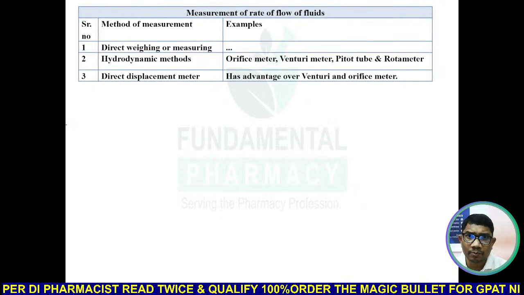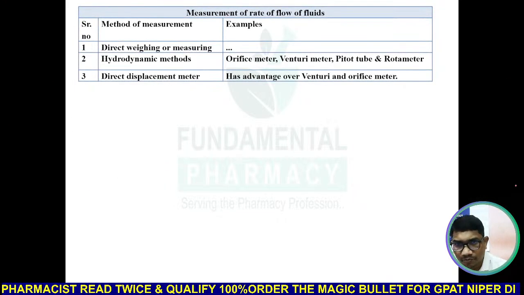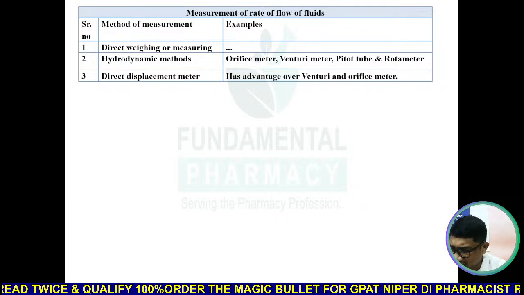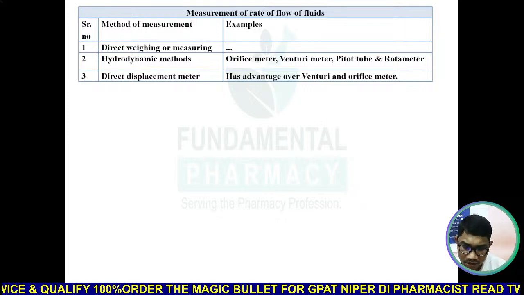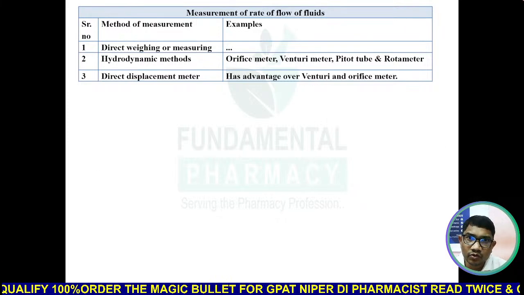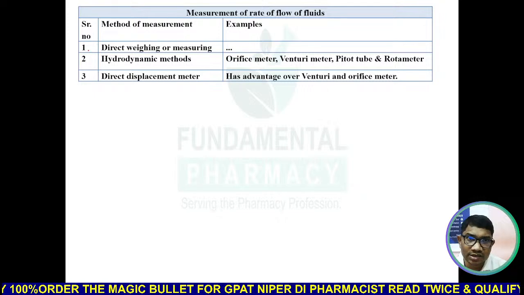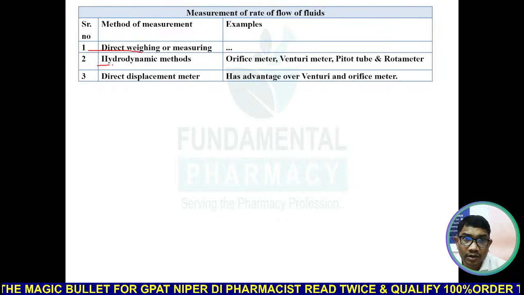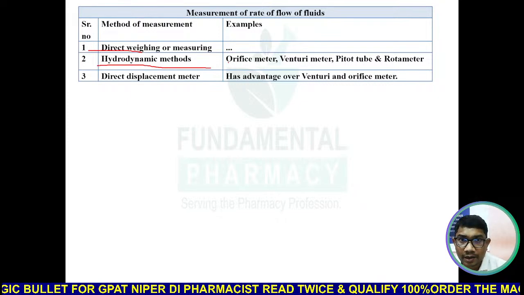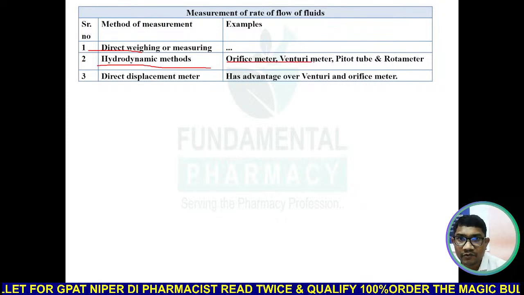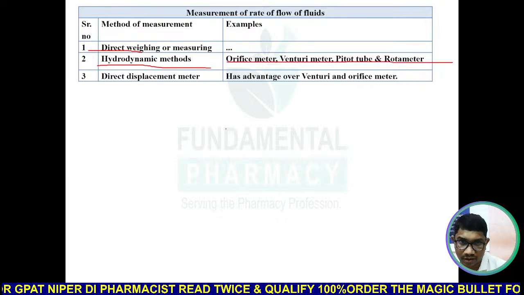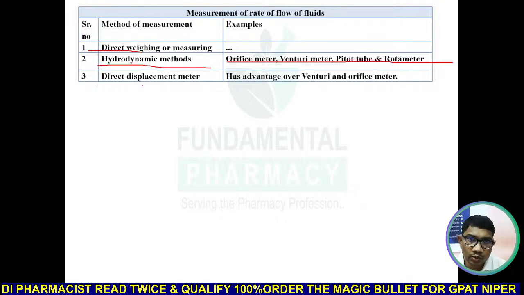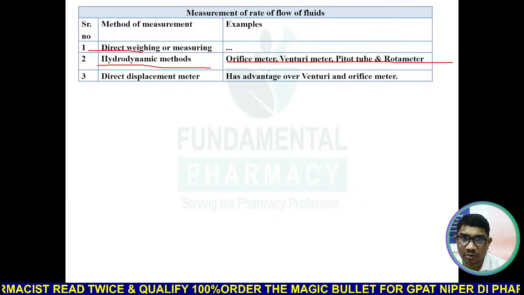Measurement of fluid flow. There are different methods to measure the flow rate of fluid. Fluid जो flow होता है तो उसको measure करने के लिए flow rate है ना. What are the methods? First method is a direct weighing method. Second method is a hydrodynamic method. In hydrodynamic methods we have examples of orifice meter, venturimeter, Pitot tube and rotameter. तो ये hydrodynamic method है. Question already आ चुका है. What are the hydrodynamic methods for measurement of fluid flow?